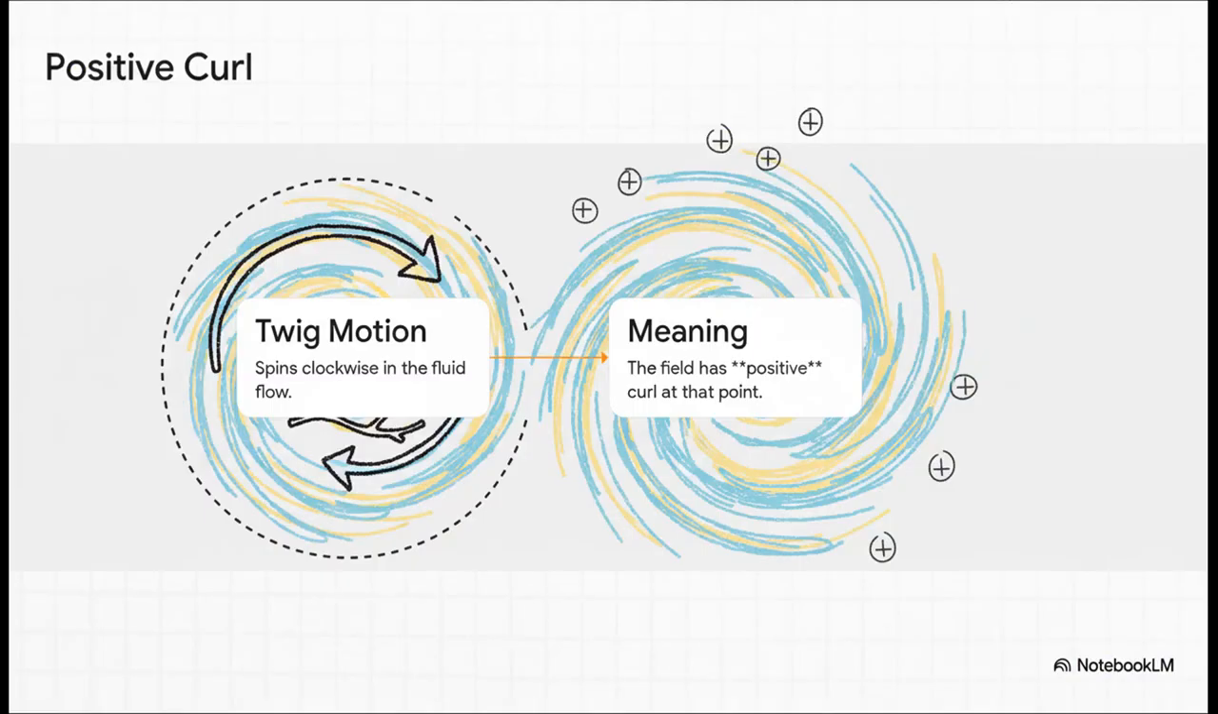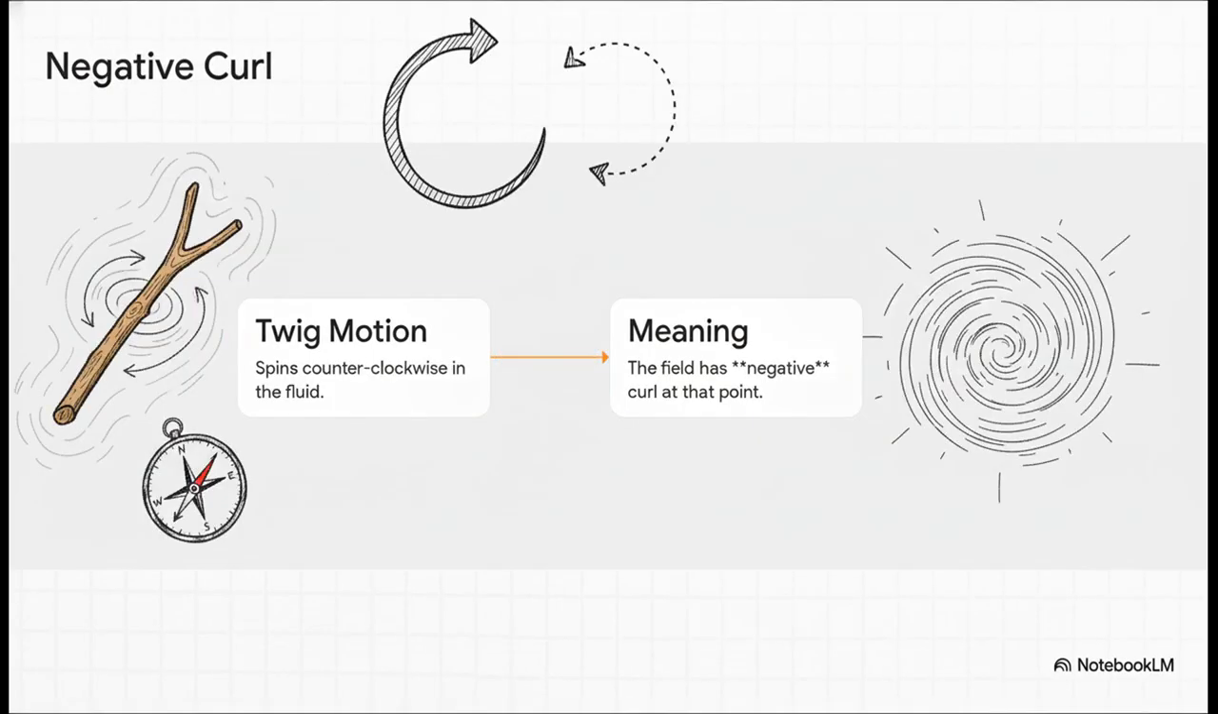So if our little imaginary twig starts to spin clockwise, we say that point in the field has positive curl. It's just a mathematical convention, really, but it gives us a number to measure the local rotational vibe of the flow right at that spot. And as you've probably already guessed, if that twig starts spinning the other way, counterclockwise, we say the field has negative curl at that point. Simple as that. Clockwise is positive, counterclockwise is negative.